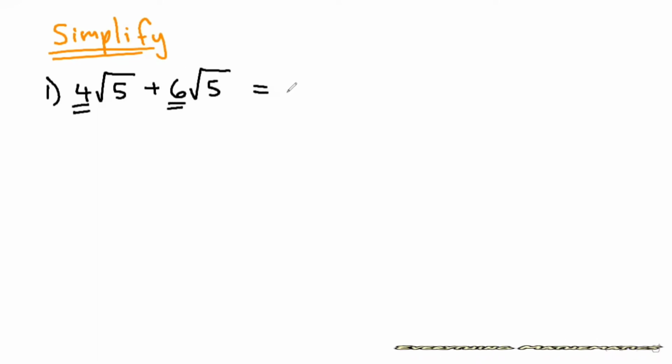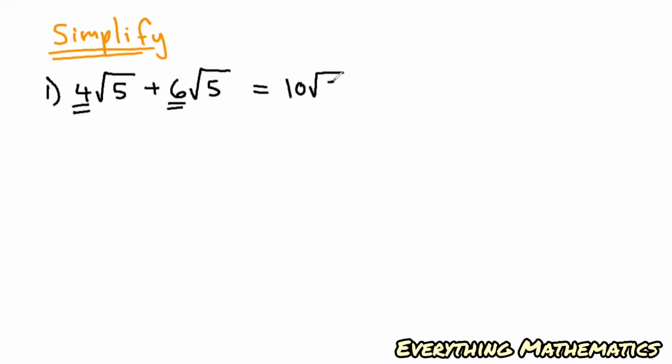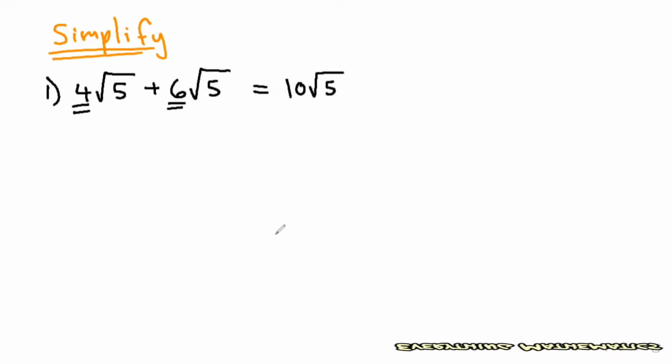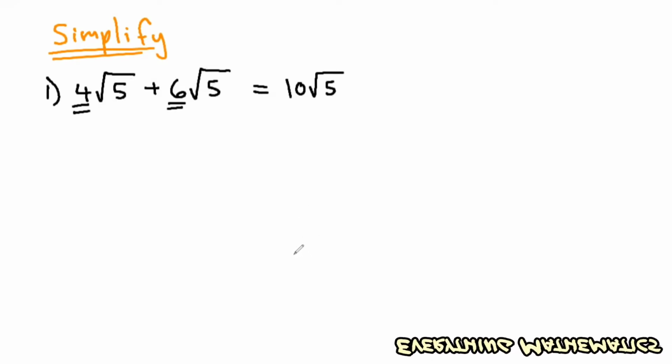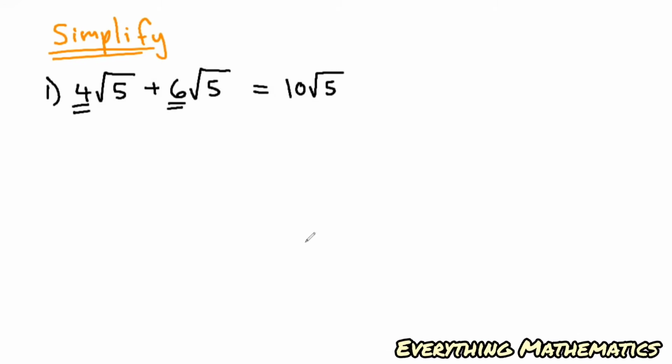So the answer here when we simplify would simply be 10 root 5. And that's all. That's applying rule 4 right here. It's really straightforward, it's very simple. Although honestly, sometimes in a question, it could come up a little disguised because we would not always see it. But this is what the rule is saying.